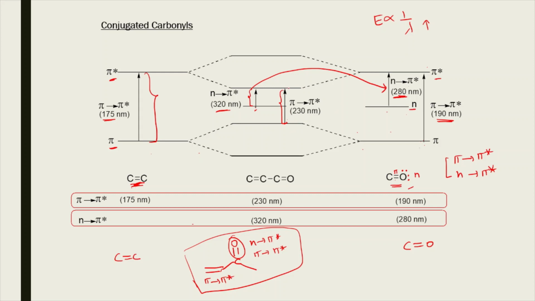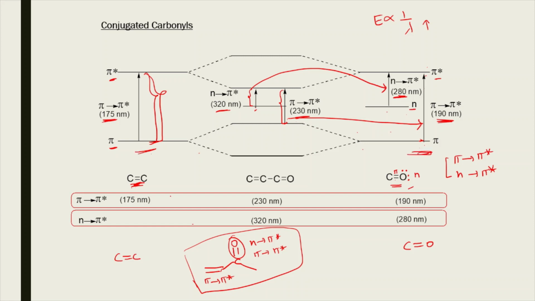Similarly, in the case of pi to pi star transitions that we have already seen in alkenes, for the pi to pi star transition, 190 nanometer was the lambda max in the carbonyl, or in the alkene it was 175 nanometer, and this much energy was required for the excitation. But when the system became conjugated, the lambda max was 230. Lambda max increased because now less energy was required for the pi to pi star transitions. We can compare these excitations with pi to pi star.